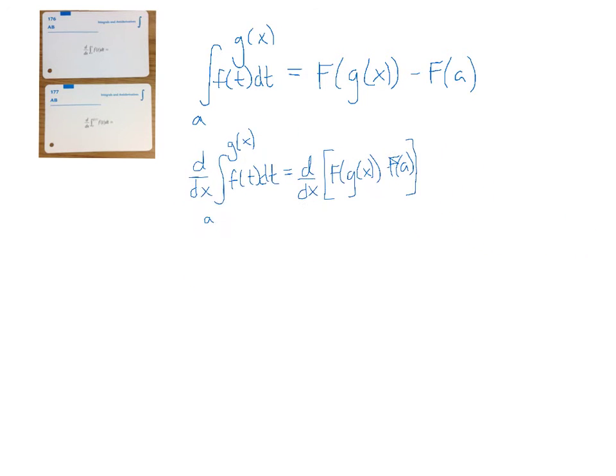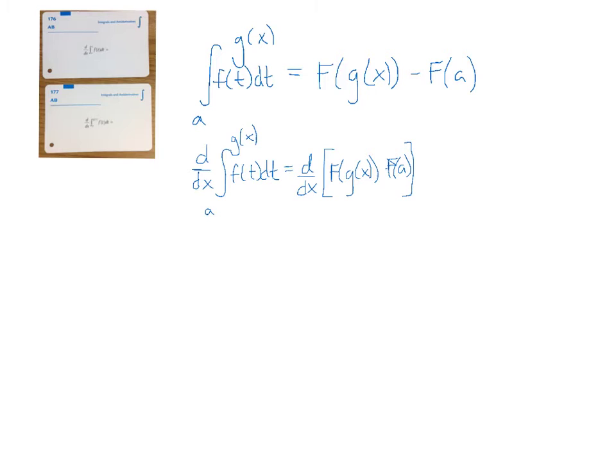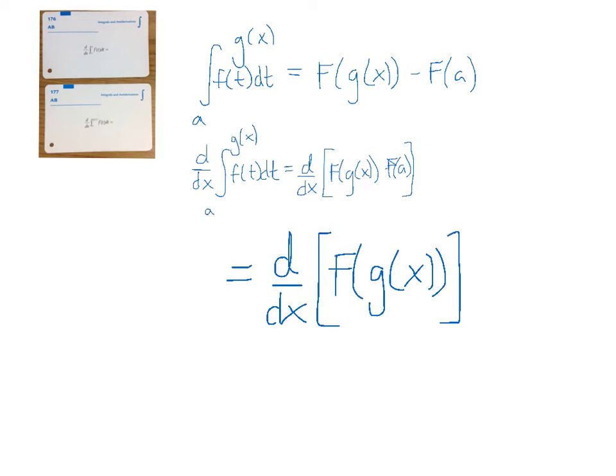Then, we're just again going to focus on the right side. It's the derivative with respect to x of big F of g of x. And then the derivative of big F of a, again, is 0. So I'm just going to drop that. This thing right here becomes 0, so you're not going to see me write that down anymore.